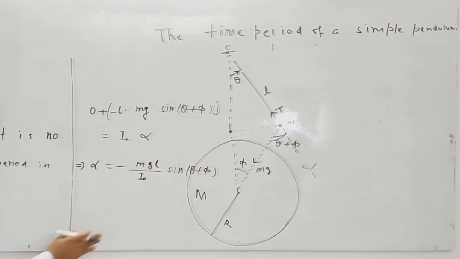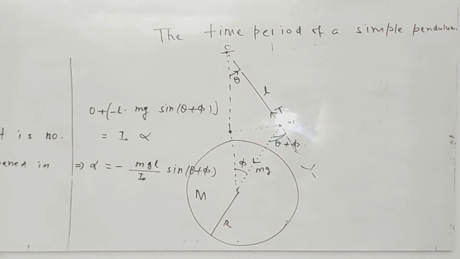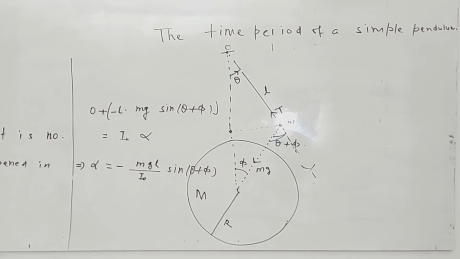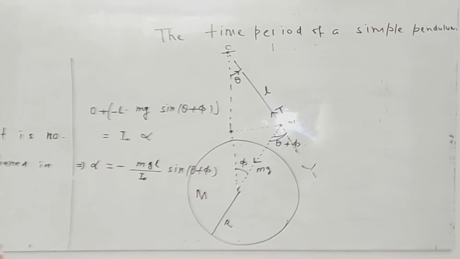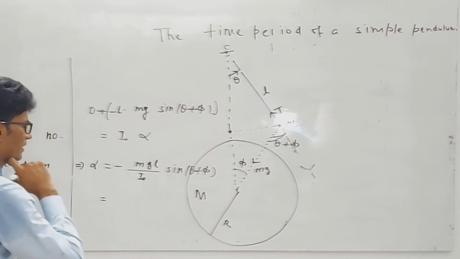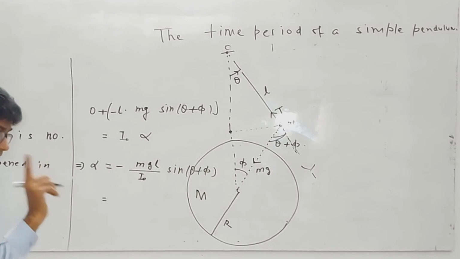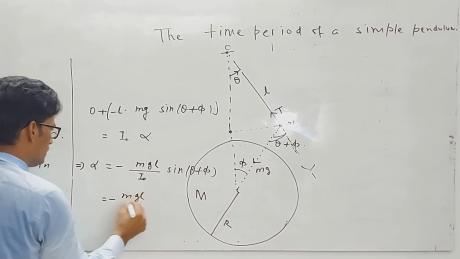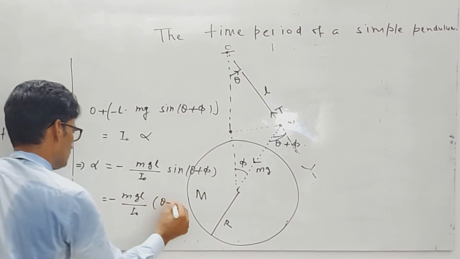Now what are we considering here? We are considering a linear pendulum. What does it mean? Earlier we said theta naught tends to 0. Here theta plus phi altogether tends to 0. If it tends to 0, then there is merely a difference between sine of that angle and that angle, provided the angle is in radian measure, not degree measure. So these two are almost equal. So we write sin(theta plus phi) as theta plus phi in radian measure. So alpha is equal to minus mgl over I naught times theta plus phi.